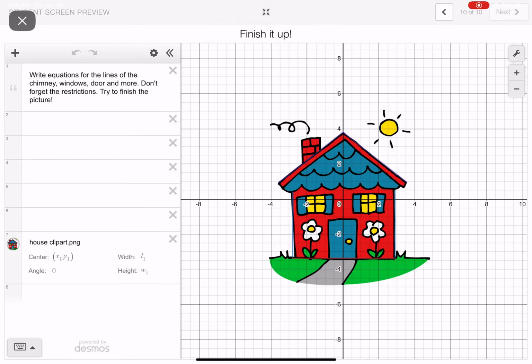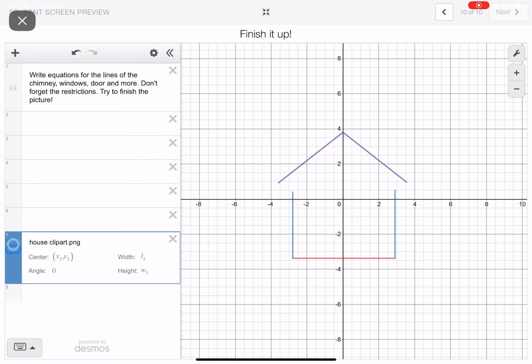Okay, hey, I am going to talk about how to graph some of these lines in this house with restrictions. If you touch that house on the left by the number 7, it'll turn the house off and on again. This house has the walls and the floor and the roof already graphed. We need to add more things like the chimney, the windows, the doors, stuff like that.